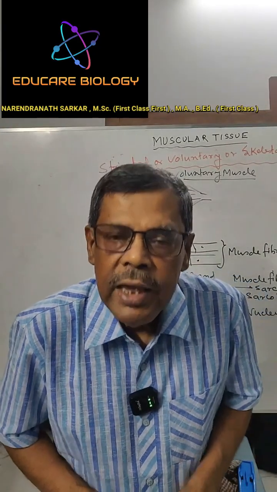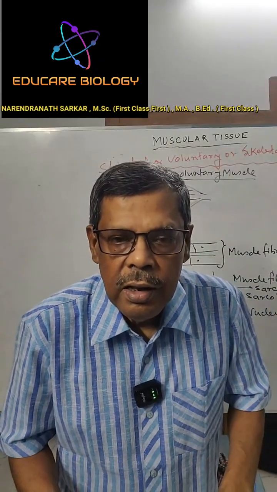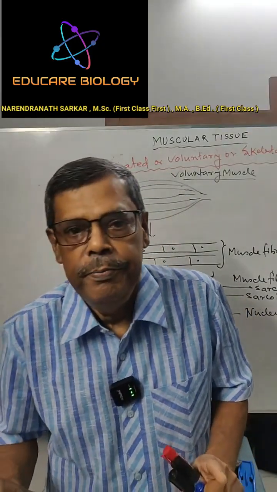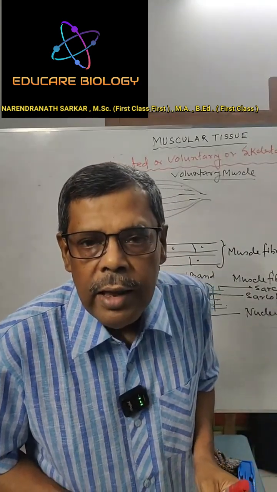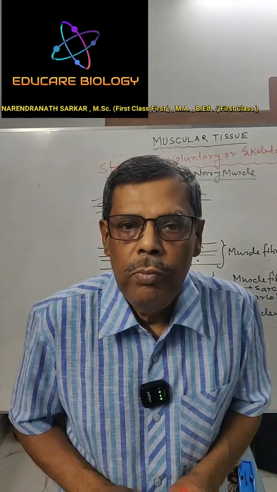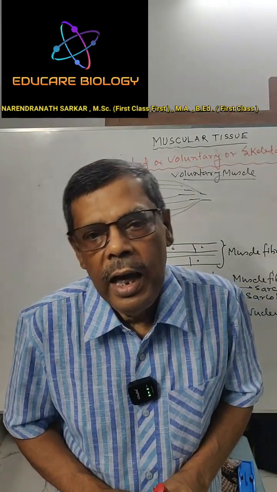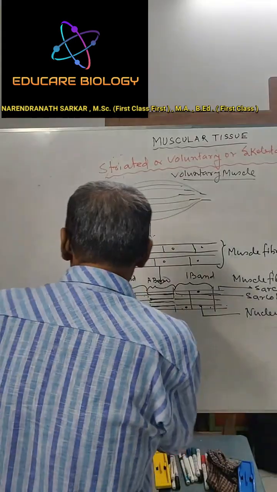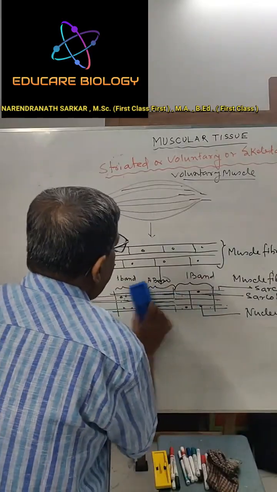Myofibrils are present in the myocytes or muscle fiber in parallel. For this reason, the muscle cell or muscle fiber shows striation, that is A band and I band. I will draw the myofibril. This myofibril is composed of two myofilaments. One is actin filament, another is myosin filament. Next, this is myofibril. I will draw a myofibril.